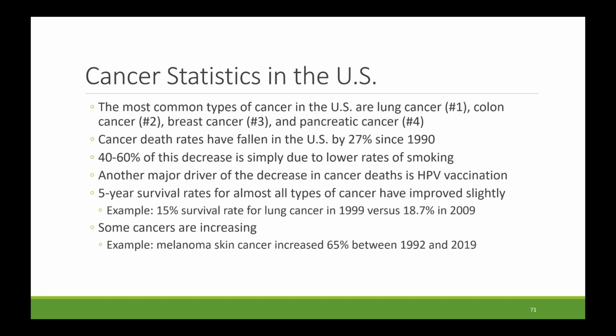At the same time, though, the rates of some cancers are increasing in the US. And one example is the one we just talked about, melanoma skin cancer, which increased 65% between 1992 and 2019. So in some cases, it appears we're actually getting worse at avoiding certain carcinogens, like the UV radiation that causes melanoma.